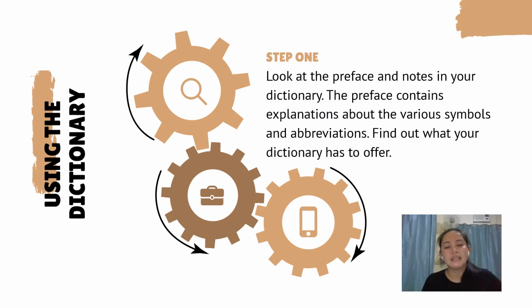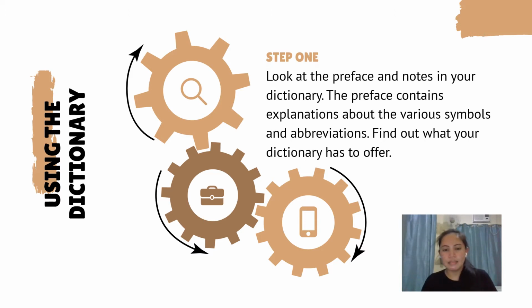Tip number one, look at the preface and notes in your dictionary. The preface contains explanations about the various symbols and abbreviations. This is true, especially in tech dictionaries, where in the preface they provide a guide on how you will be able to navigate best in the dictionary site. For example, there are abbreviations like V, I for intransitive verb, VT for transitive verb, PREP means preposition, things like that.